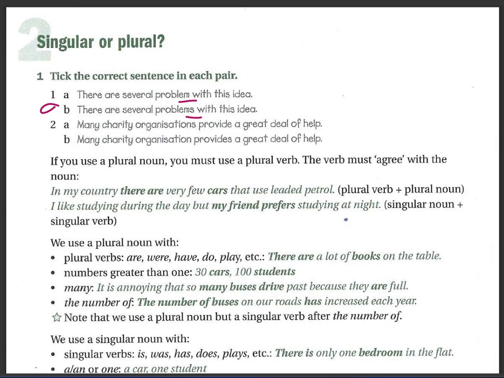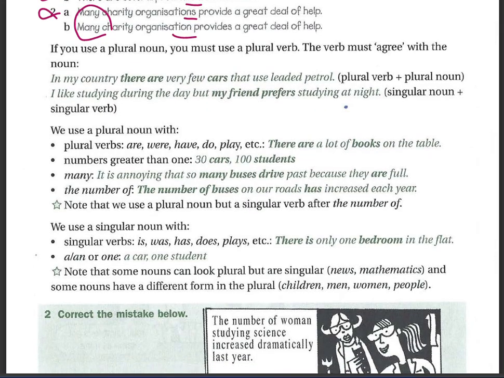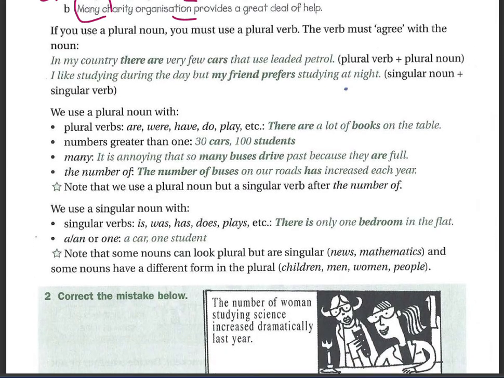Many charity organizations provide a great deal of help. Many charity organizations provides a great deal of help. What do you think? Which one is correct? So it's many. So it's plural. So organizations. Very good. So let's practice the rules.